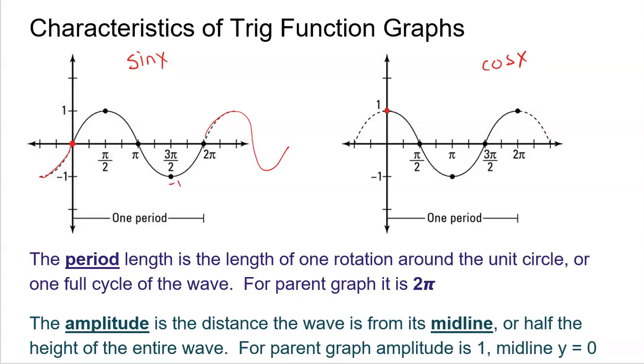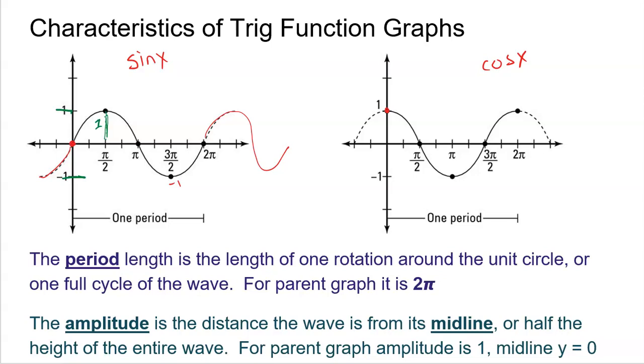Duh. Now, the amplitude is the distance the wave is from the midline, or half the height of the entire wave. So the amplitude is this height right here, which is 1. So the amplitude is 1 for a parent function. Again, I say it's half the height of the entire wave because the entire wave goes from negative 1 to 1. That's a distance of 2. So half of that is your amplitude.